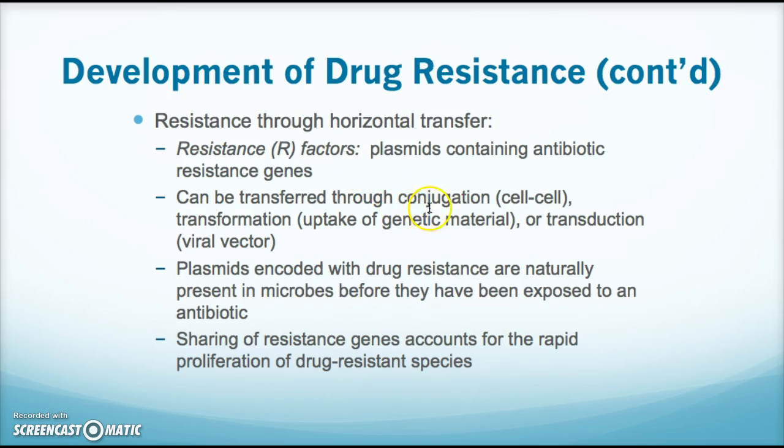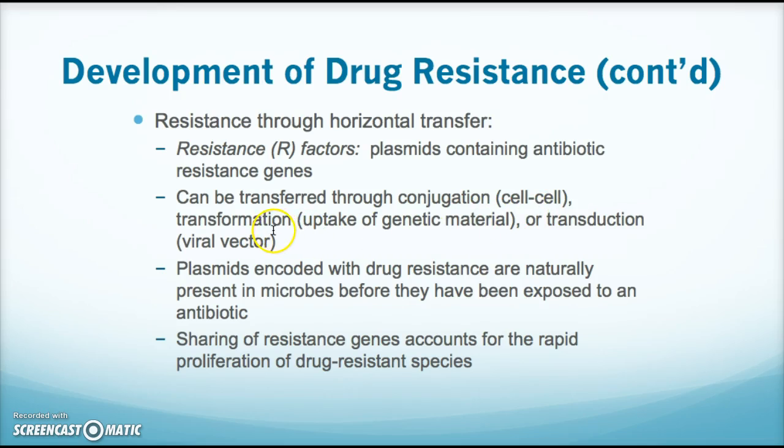The first one is what is called conjugation, which sounds exactly like what it is. It's cell to cell. Through the pilus, we looked at that. That was one of the appendages a bacteria could have. And basically it's just taking a gene and pushing it through that tube into the other bacteria. So it's a cell-to-cell transfer.